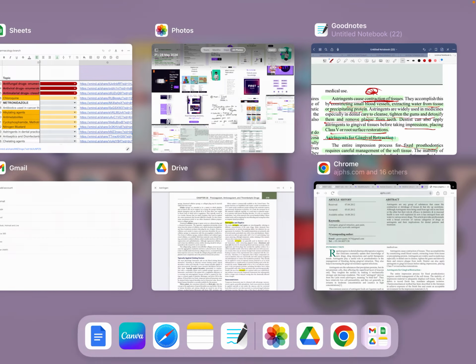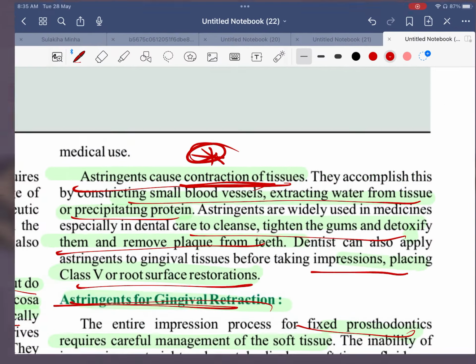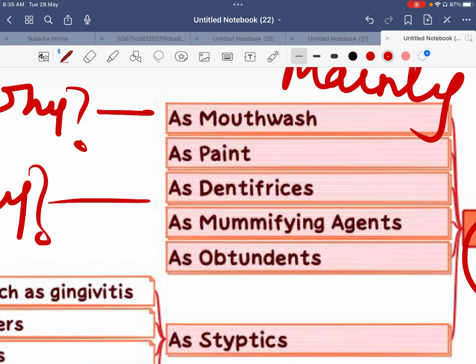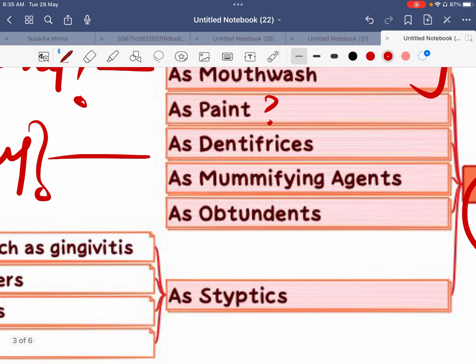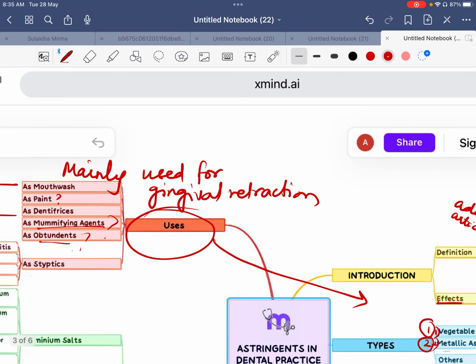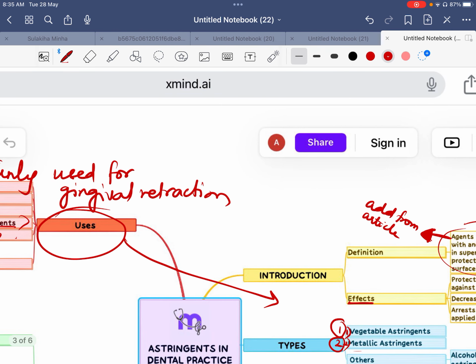Now, these things are not at all visible in the mind map that you have created. You've just written mouthwash, paint. What is a paint? They have actually spoken about it in the article: what is gum paint, why is it used. You have just two, three words over here. I don't even know what a mummifying agent is, what an obtundent is. So if you just describe it better, I will have enough to write in my exam right here.